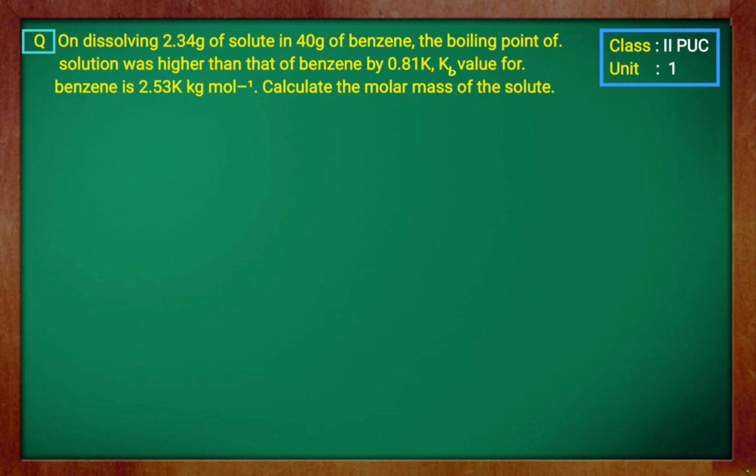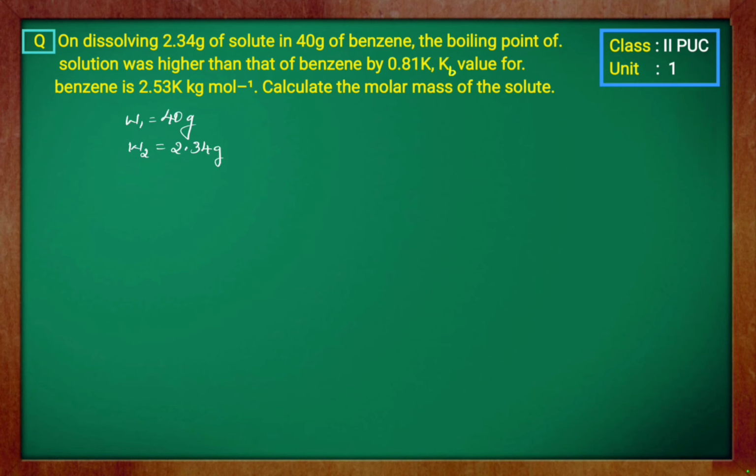On dissolving 2.34 gram of solute in 40 gram of benzene, the boiling point of solution was higher than that of benzene by 0.81 Kelvin. Kb value for benzene is 2.53 Kelvin kg per mole. Calculate molar mass of the solute. So they have given that on dissolving 2.34 gram of solute in 40 gram of benzene. So 40 gram is weight of benzene, which is solvent. So therefore it is represented as W1, and weight of solute is represented as W2, which is 2.34 gram.